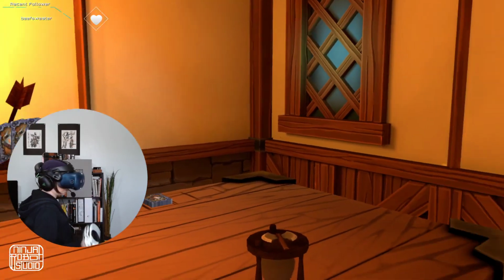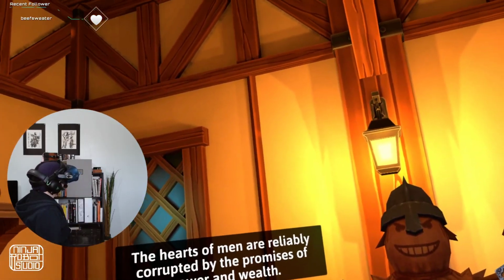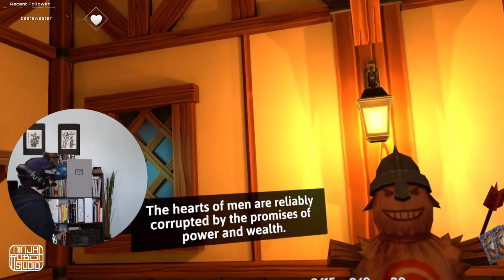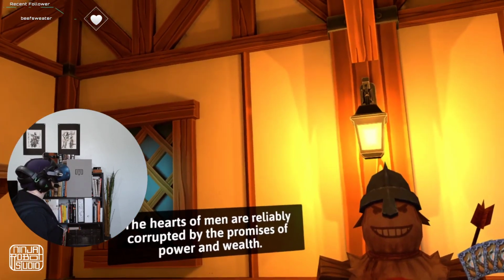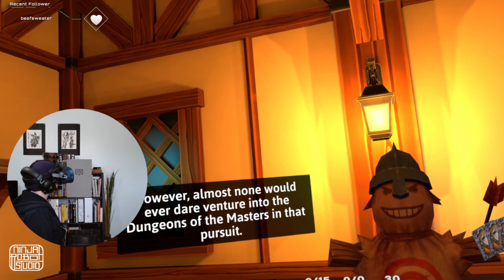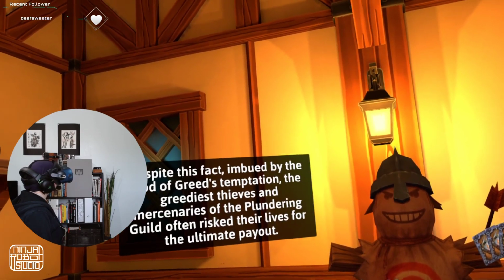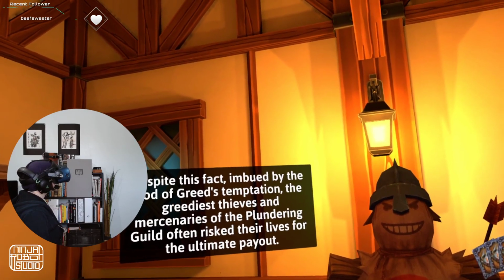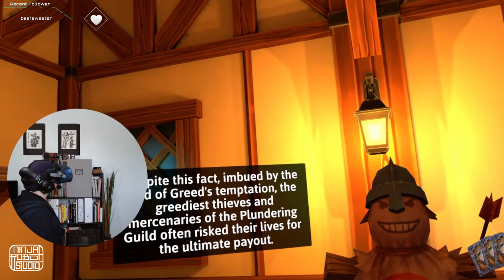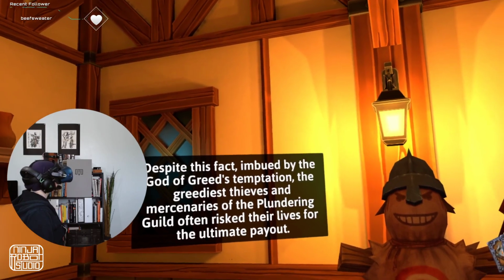And this load screen: your deck's primary faction is the Plundering Guild. The hearts of men are reliably corrupted by the promises of power and wealth. However, almost none would ever dare venture into the dungeons of the masters in that pursuit. Despite this fact, imbued by the god of greed's temptation, the greediest thieves and mercenaries of the Plundering Guild often risk their lives for the ultimate payout.